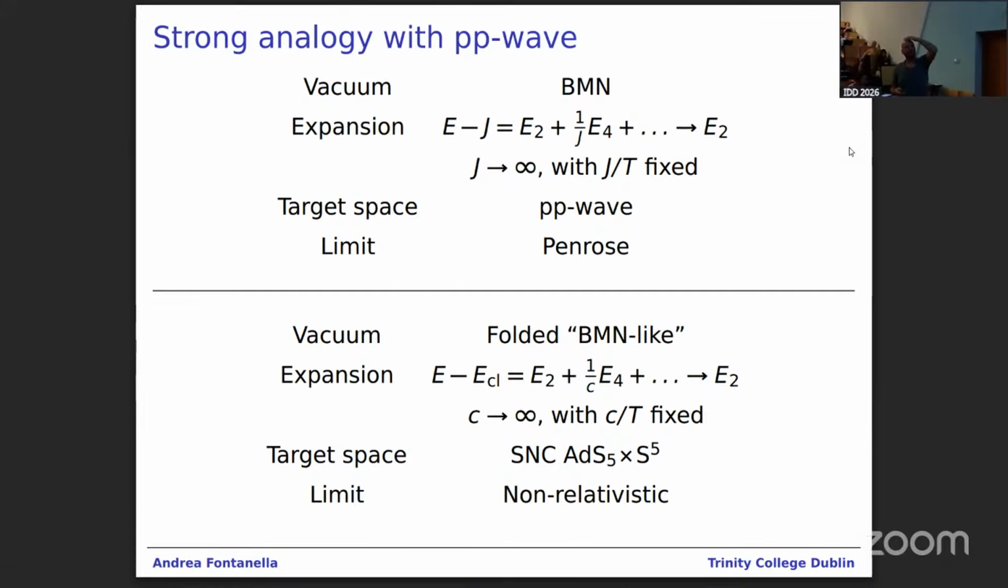So I just want to say that this non-relativistic limit, and this vacuum, is really just another good vacuum for expansion of your relativistic AdS5 x S5 action, in the same way that you find it good expanding around the BMN.